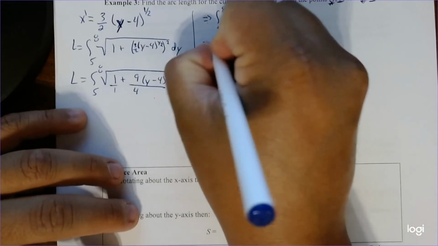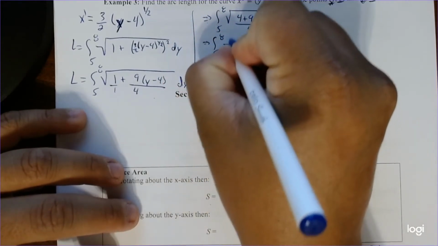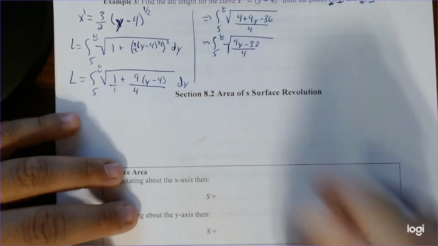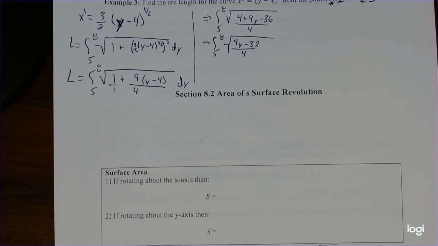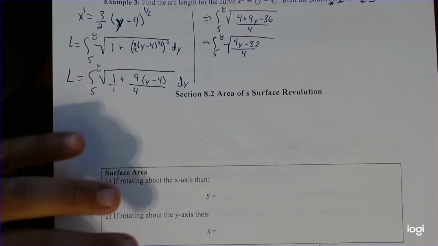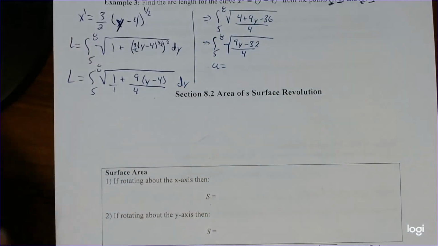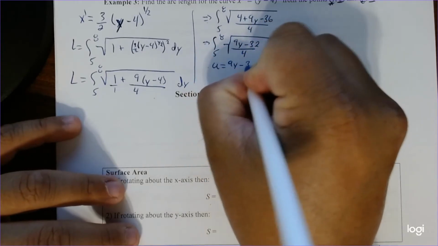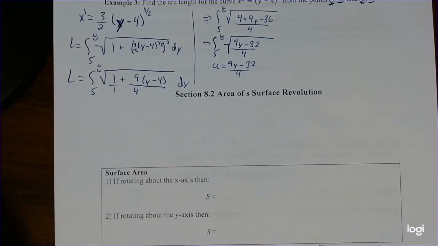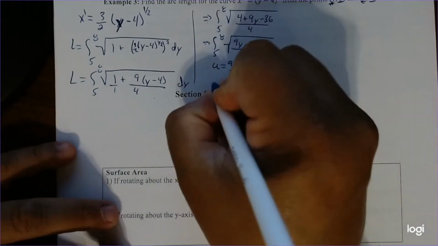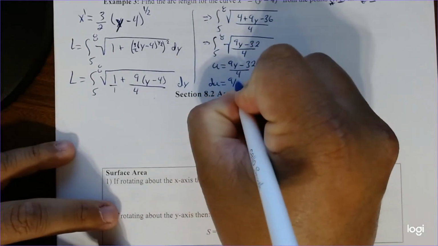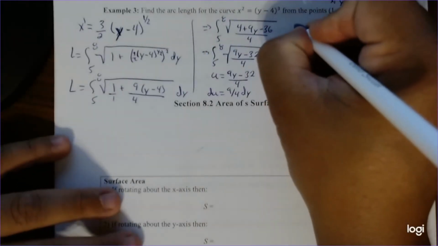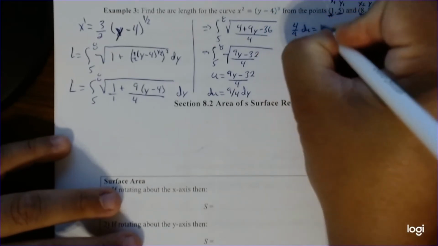Simplifying this a little bit more. This is 9y minus 32 over 4. And okay, this one didn't work out, we can't just factor out, but it's actually not that bad of an integral. So we'll just use substitution. Let u equal (9y minus 32) over 4. So du ends up being just 9 over 4 dy. So flipping this around, 4 over 9 du is equal to 1 dy.